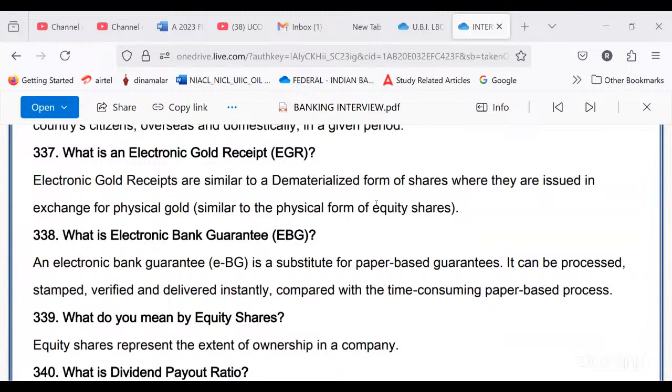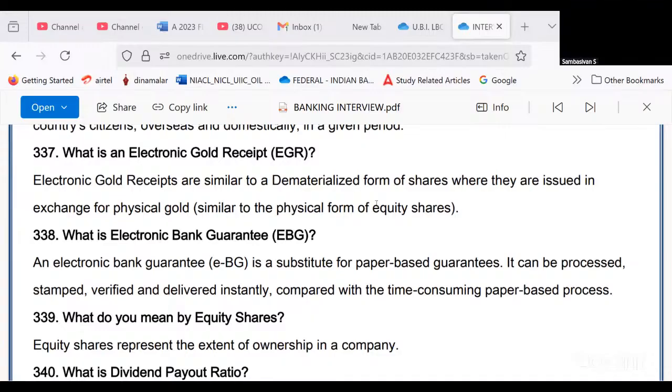EGR. 337. Yeah. Electronic gold receipt. Electronic gold receipts are similar to a dematerialized form of shares where they are issued in exchange for physical gold, similar to the physical form of equity shares. Okay. Yes, stored in gold bond like.